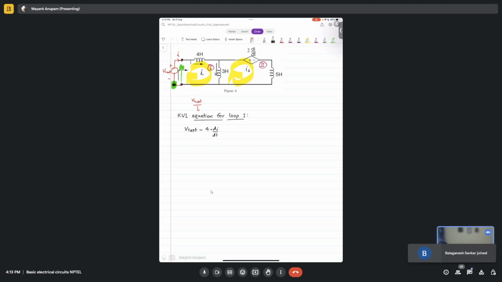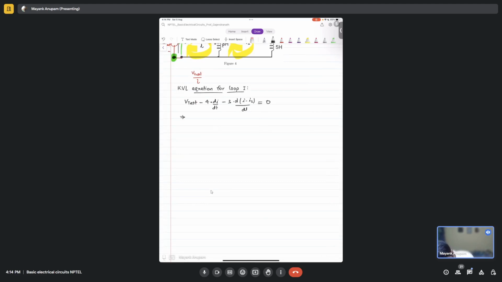Now I need to go through this 3 Henry inductor. What is the current flowing through this 3 Henry inductor? I is flowing in this direction, I1 is flowing in this direction, right? So what is the net current flowing through this 3 Henry? I minus I1. Correct. And this will be minus of 3 Henry times d(I minus I1) divided by dt. And then again I reach the same potential, right? So this will be 0.